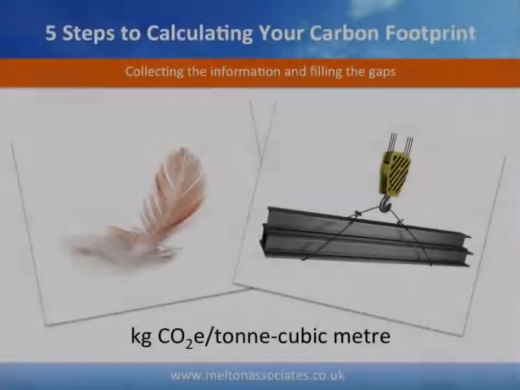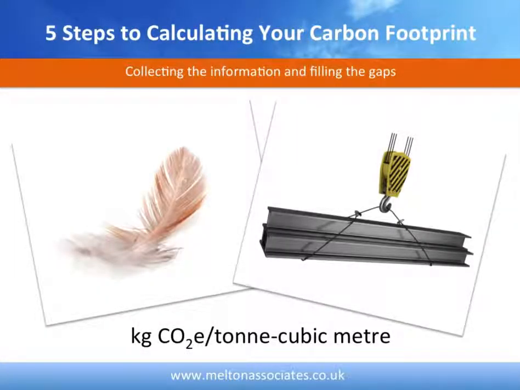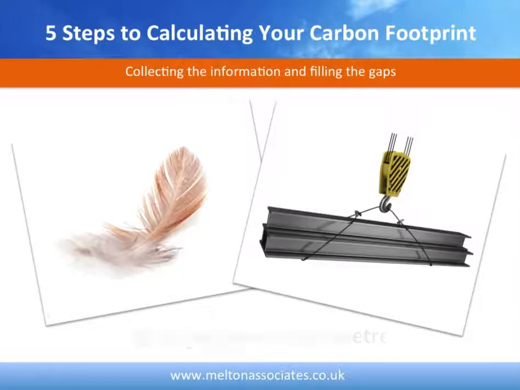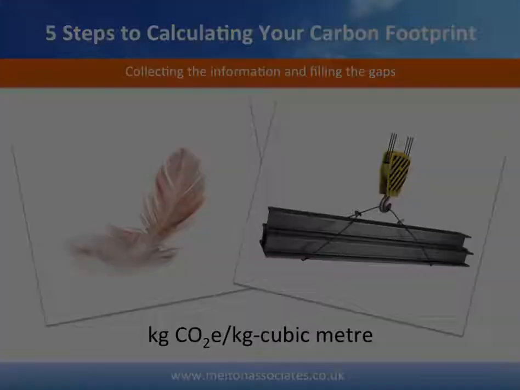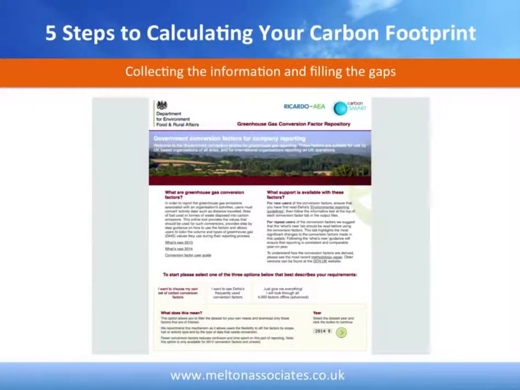Then you can compare the emissions from transporting feathers with that produced by transporting iron girders, because your result will be as kilograms of CO2 equivalent emissions per ton cubic meter or kilograms of CO2 equivalent emissions per kilogram cubic meter, depending on your chosen unit of measurement. Ultimately, the choice of measurement is up to you, so take time to think which measurements will allow you to get the most meaning. It's now worth learning how to use the DEC/DEFRA tables provided on the Carbon Smart website.